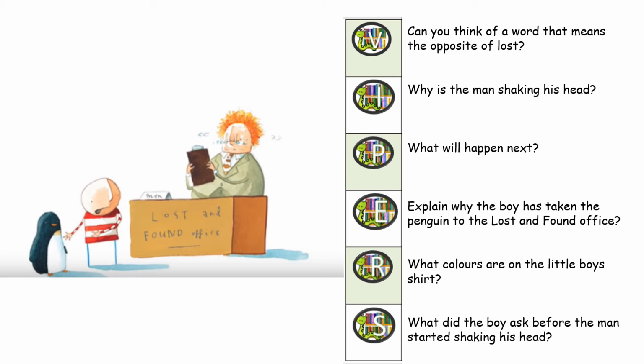And the last one says S for sequence. That means putting things in the right order. So, what did the boy ask before the man started shaking his head? So we know the man's shaking his head, but what do you think that the boy has asked that has made the man shake his head?